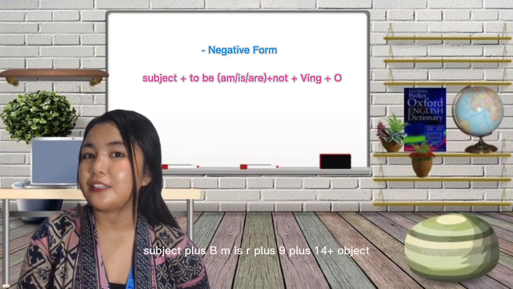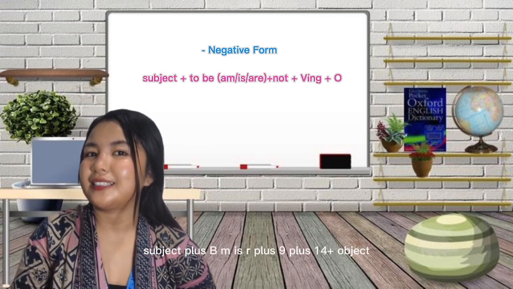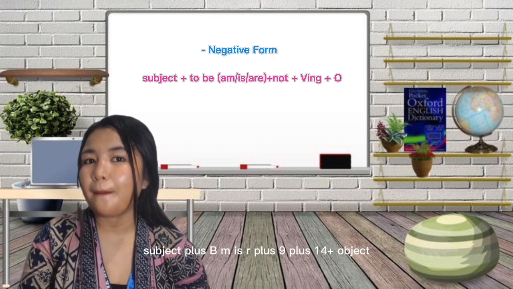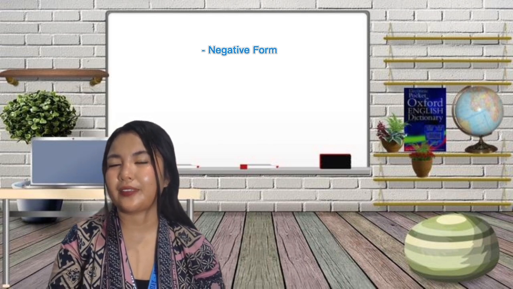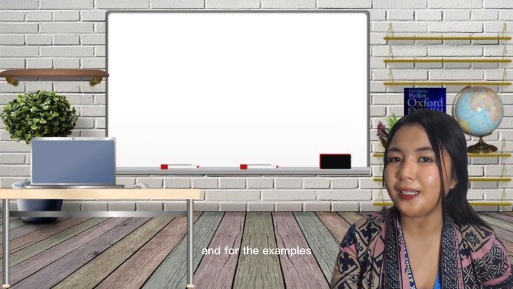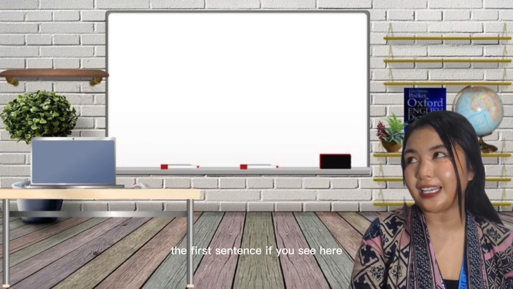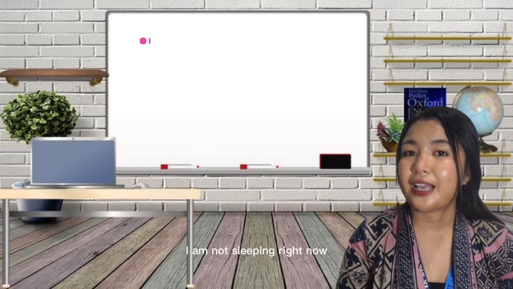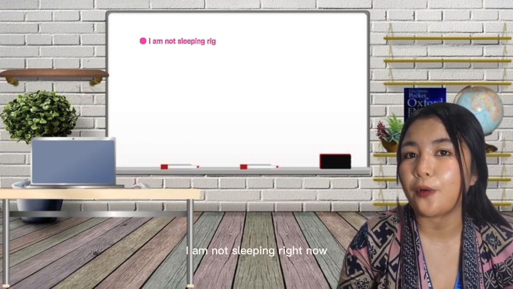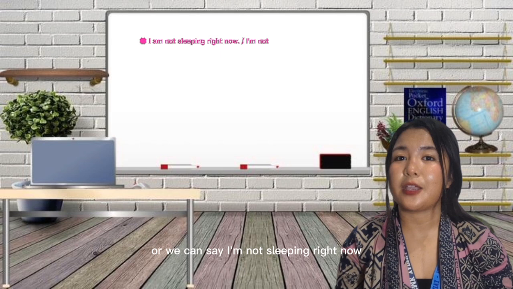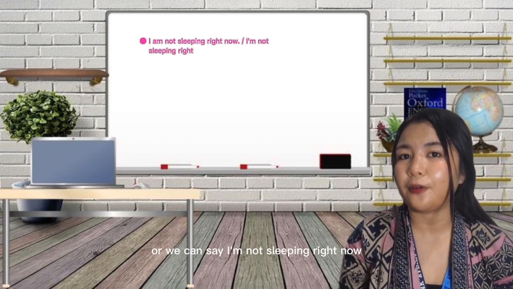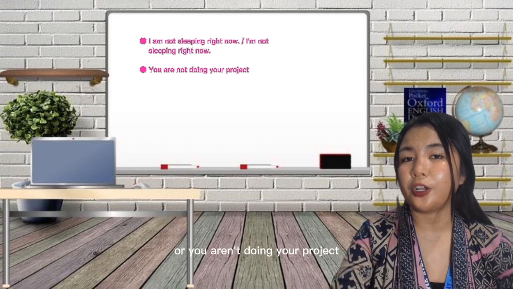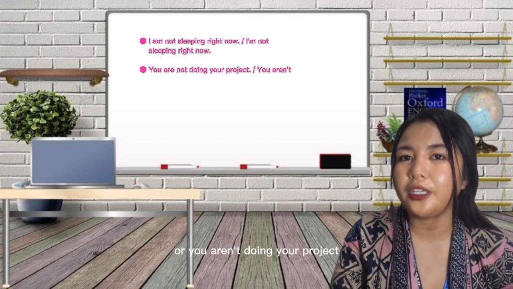Subject plus to be, am, is, are, plus not, plus verb in, plus object. And for the examples, the first sentence: I am not sleeping right now, or we can say, I'm not sleeping right now. You are not doing your project, or you aren't doing your project.